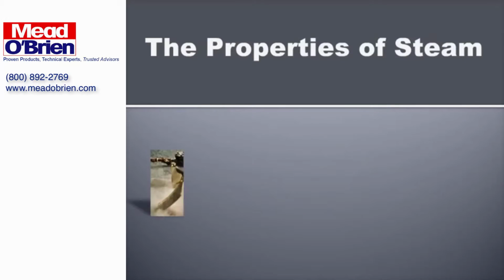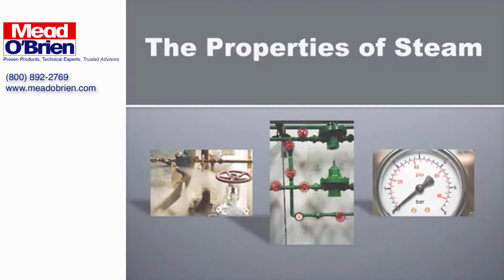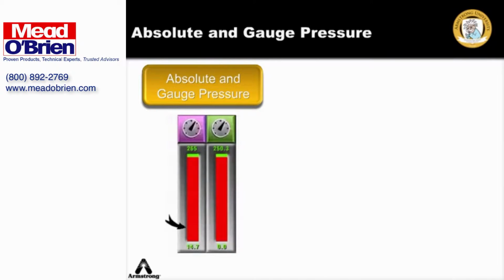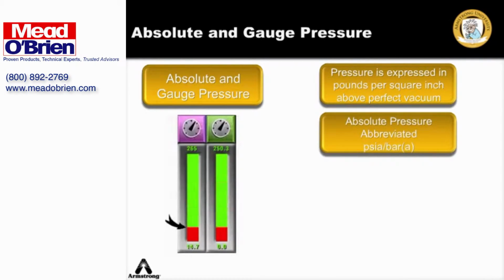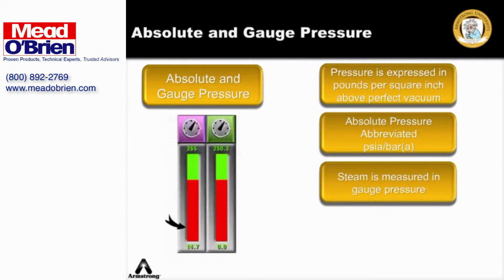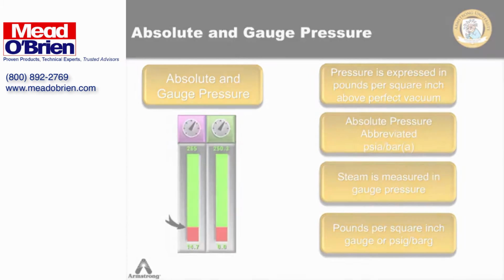Steam is complex. When we break down its properties and begin to understand them, we become closer to using the power of steam wisely. In thermodynamic analysis, pressure is expressed in pounds per square inch above a perfect vacuum. This is called absolute pressure and is abbreviated PSIA. Steam pressure is usually measured in gauge pressure. The units are pounds per square inch gauge, or PSIG. It is a measure of pressure above atmosphere, at sea level. Below atmospheric pressure, steam is measured in inches of mercury vacuum.